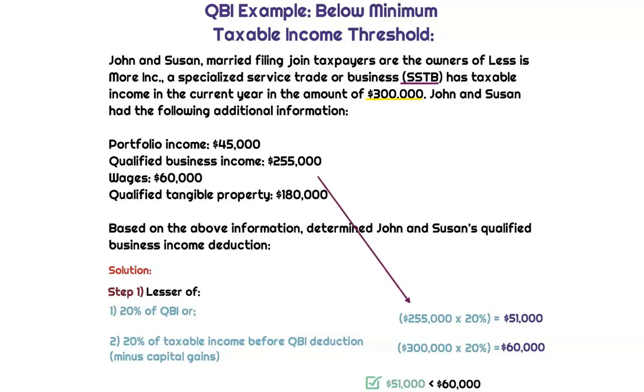So 20% of qualified business income is 20% of $255,000. 20% of taxable income, which is $300,000 less the capital gains that don't exist, would tell us that the QBI deduction would be calculated as the lesser of the two. $255,000 is less than the $300,000 amount, which means that the QBI deduction is $255,000 times 20%, and therefore their QBI deduction would be $51,000. Notice scenario number 1 does not change regardless of whether this is a QTB or an SSTB.